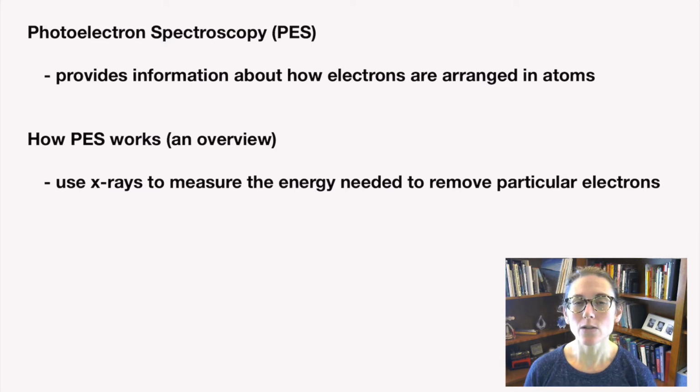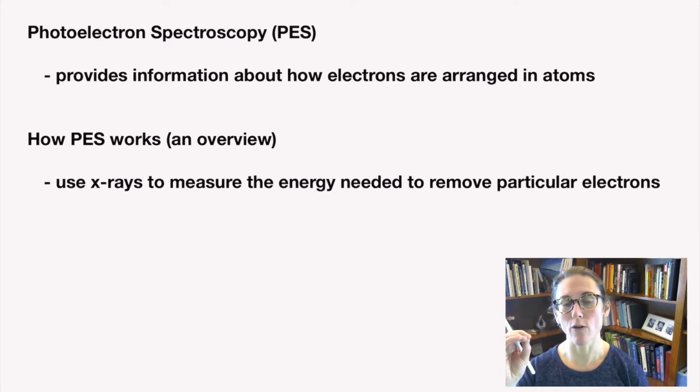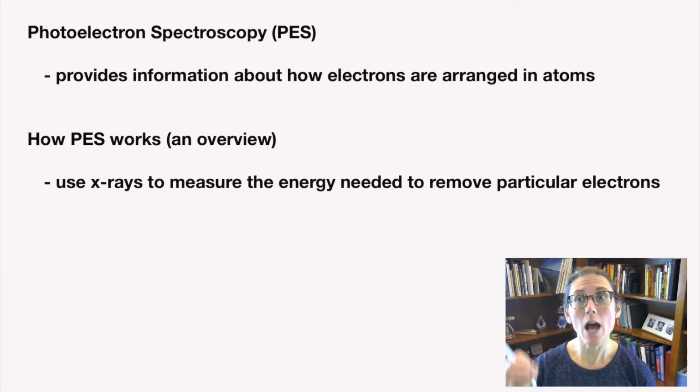So real quick, how photoelectron spectroscopy works. We take X-rays and we shine X-rays on the atom. And those X-rays cause electrons to be pulled out or ejected from the atom. And we measure the amount of energy it takes to eject those individual electrons.